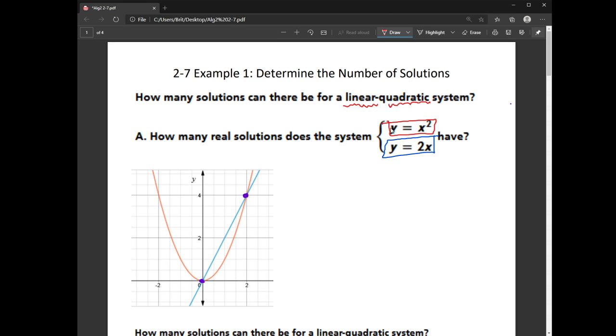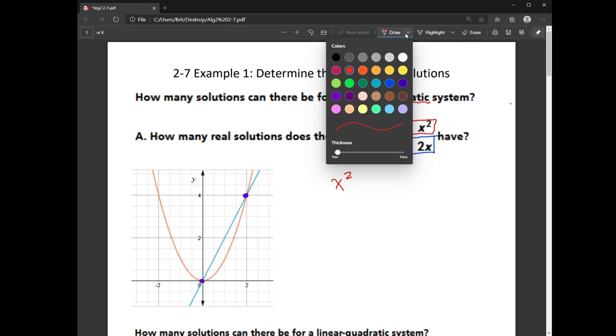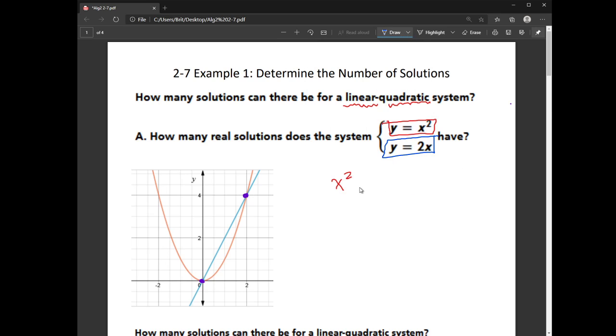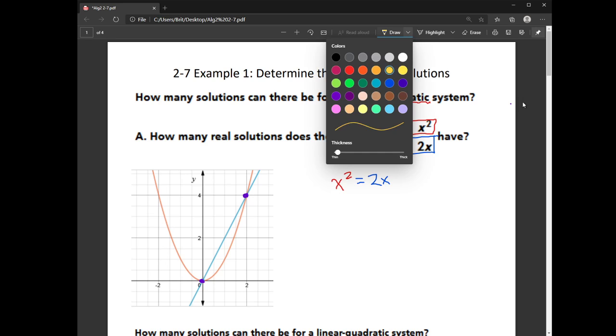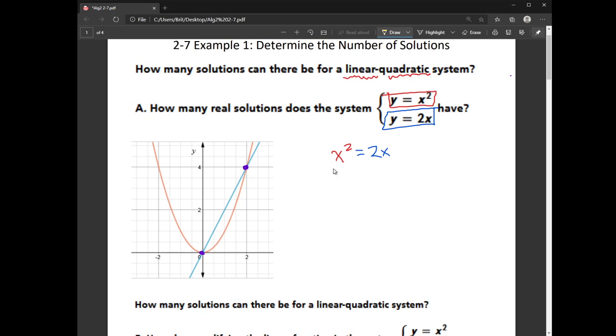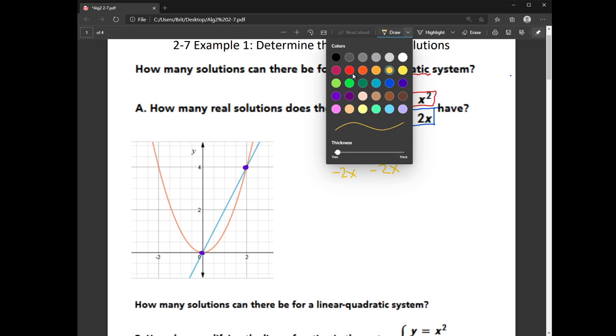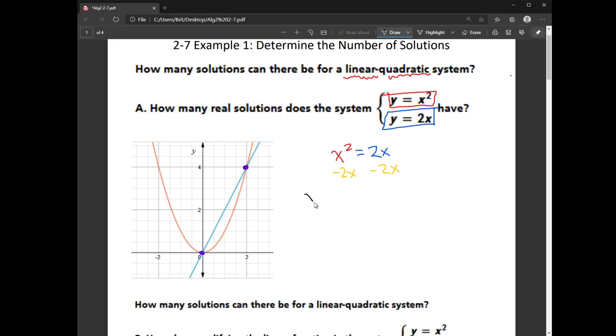So let's take a look at these. You see how these are both equal to y? That means that I can set x squared and 2x equal to each other because they're both equal to the same value. Now, when I'm dealing with quadratics I'm trying to solve, I need everything on one side. So I'm going to subtract 2x from both sides of the equal sign so that we have a quadratic in standard form set equal to 0.